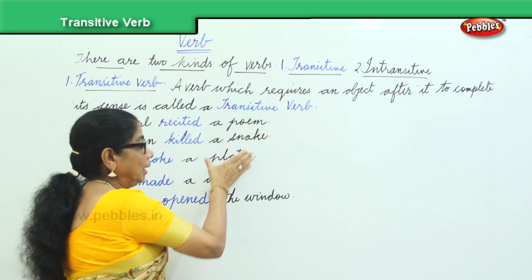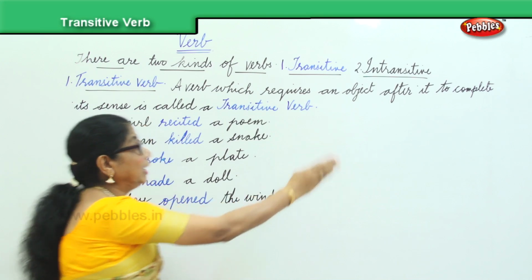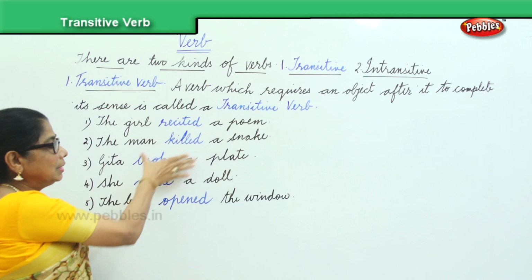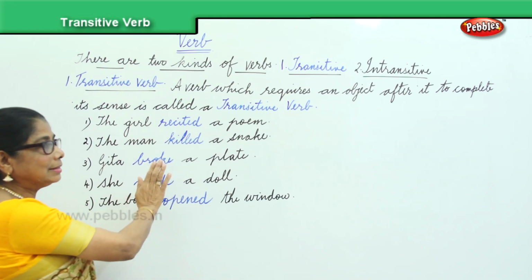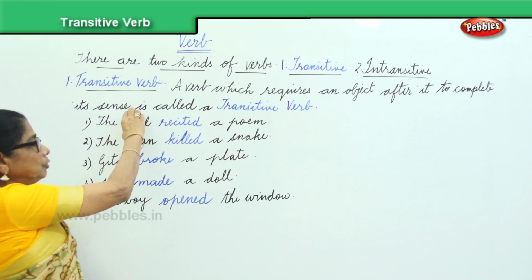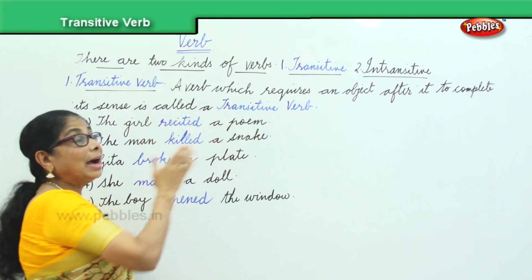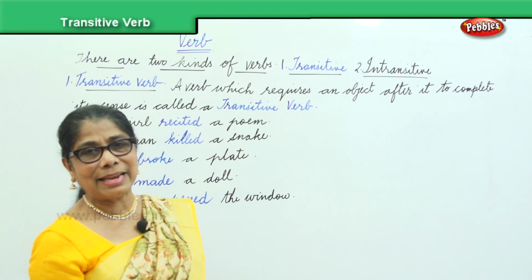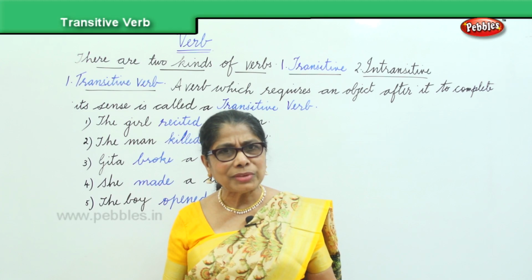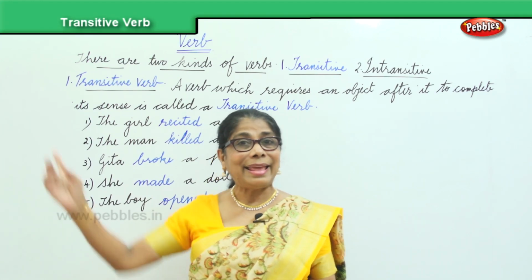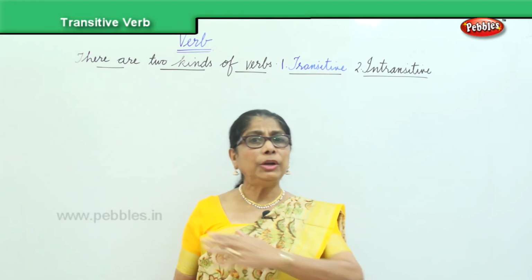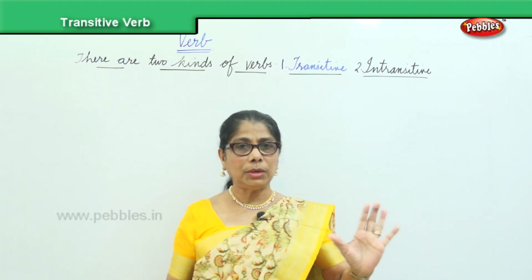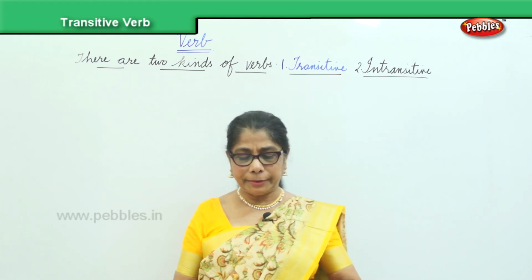Poem, snake, plate, doll, that's the object. After it, to complete its end, and that is called the transitive verb. So these are the transitive verbs. This sentence has a transitive verb because it has the subject and it has an object to make complete sense of the sentence. So we will do some more sentences for you to understand the transitive verb, to remember what a transitive verb is and how to identify it.